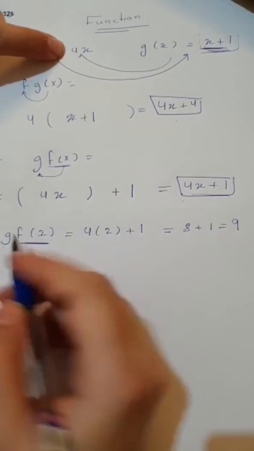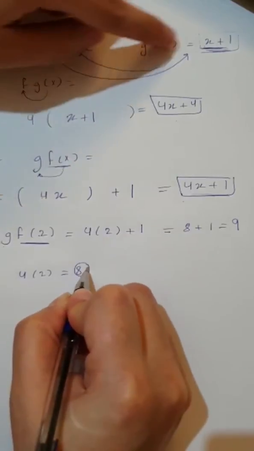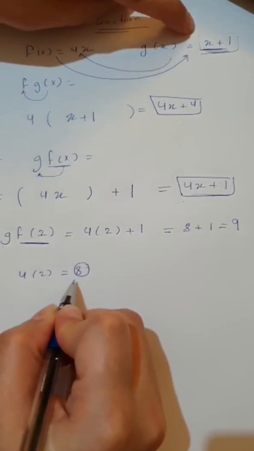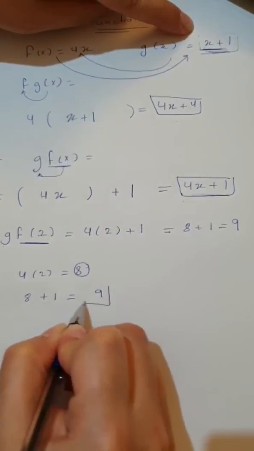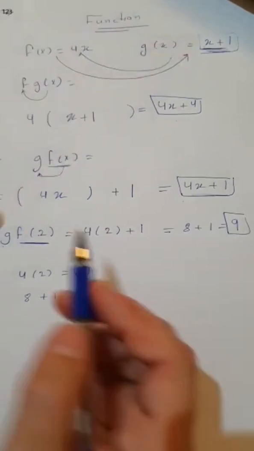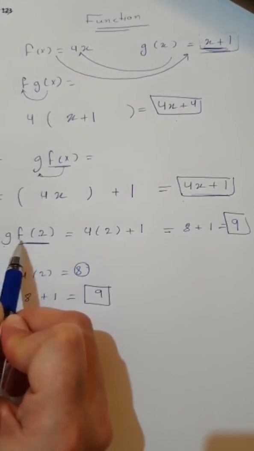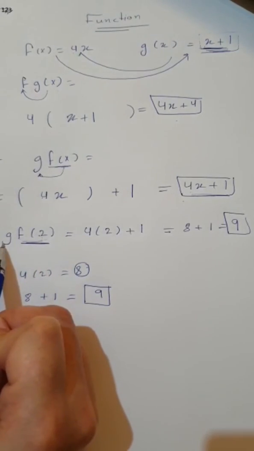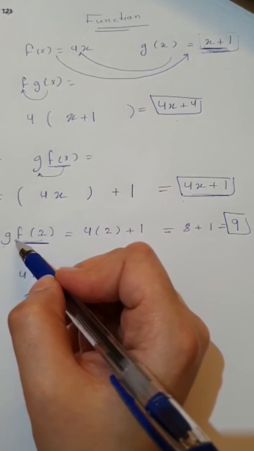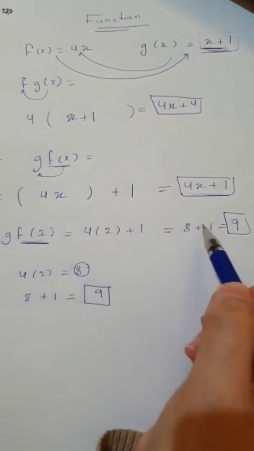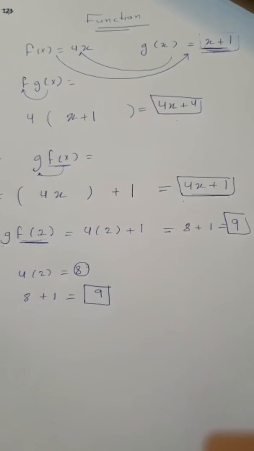Some students will say, Miss, I'm going to replace 2 first in f of x. If I do this, it will become 4 multiplied by 2, which is equal to 8. And this answer, I'm going to replace it in g of x. So 8, I'm going to put it inside g of x. It will become 8 plus 1, which will give me also 9. So anytime you start finding g of f of 2, you can replace 2 in f, and replace your total answer in g. You're going to get the same answer as if you find f of x inside g, and replace the last answer with 2. So this is everything about the composite function.